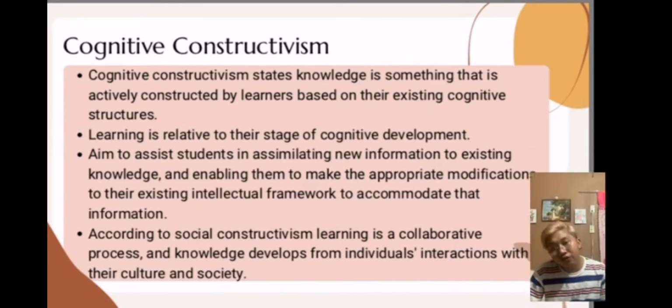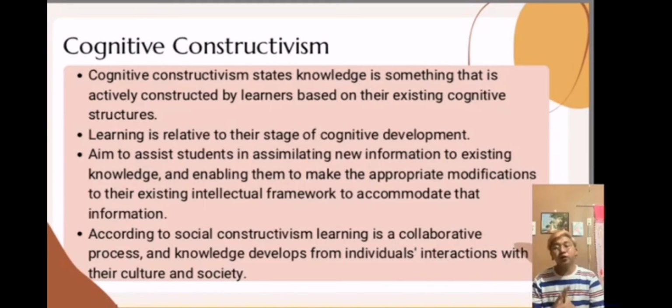Cognitive constructivism states that knowledge is actively constructed by learners based on their existing cognitive structures. Learning is relative to their stage of cognitive development, aimed to assist students in assimilating new information to existing knowledge and enabling them to make appropriate modifications to their existing intellectual framework to accommodate that information. And the next one is social constructivism: learning is a collaborative process and knowledge develops from individual interactions with their culture and society.